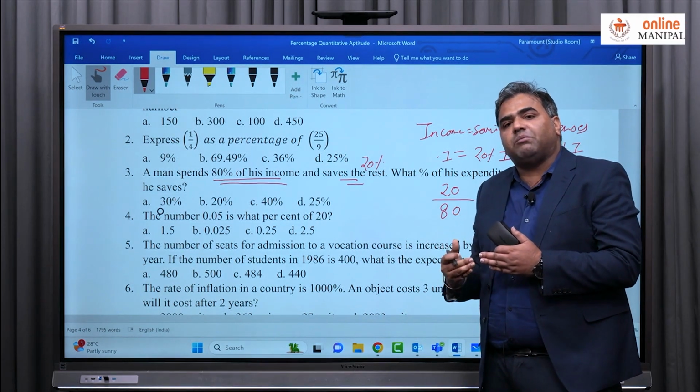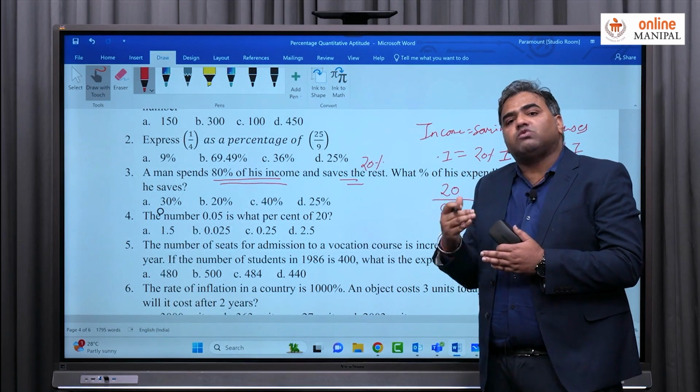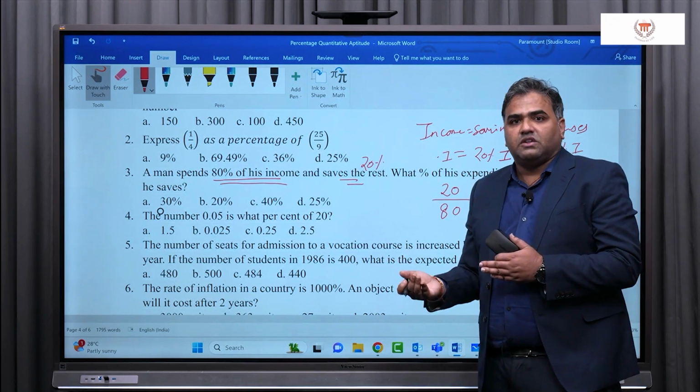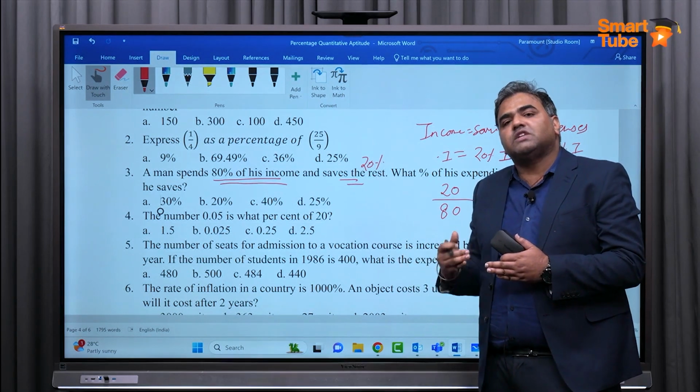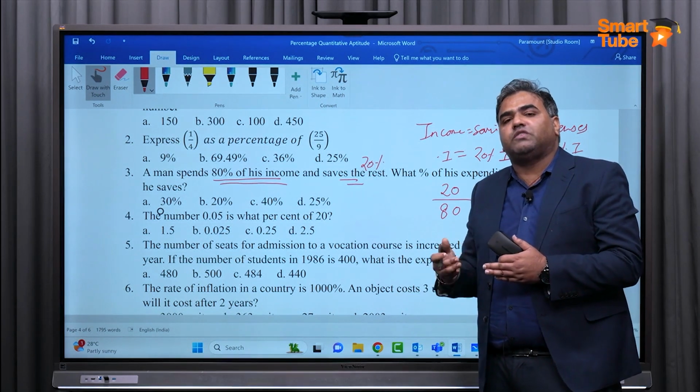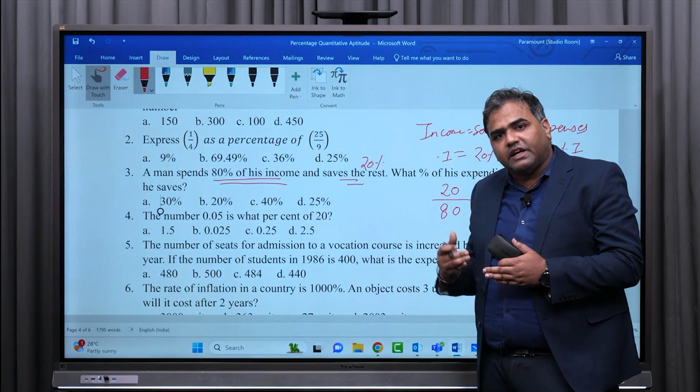So what they're asking me, saving is what percentage of expenditure? So your saving is 20 rupees, expenditure is 80 rupees. So saving is what percentage of expenditure? It would be saving by expenditure into 100.